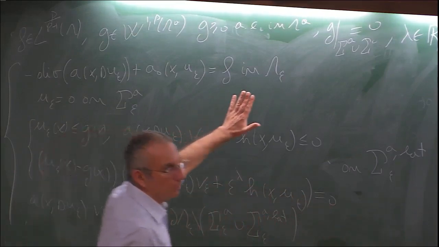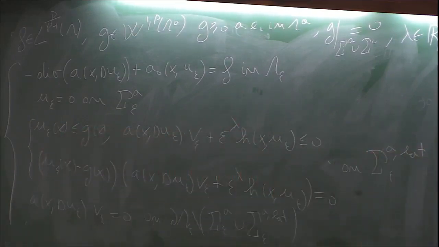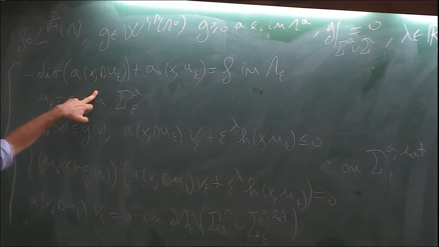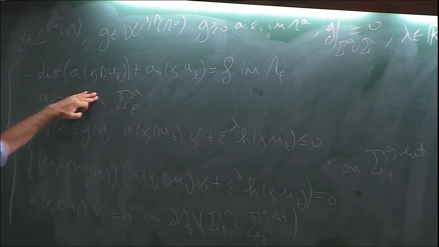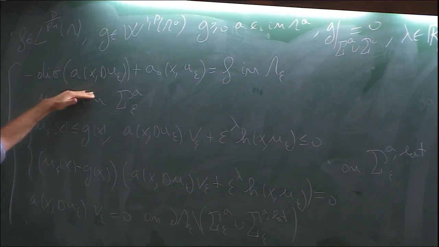Then we have a problem on this domain, omega epsilon, with the strip. Okay? The question is: divergence of A(x) gradient u epsilon. For simplicity, you can assume A(x) gradient u epsilon is equal to gradient of u epsilon. Then here what do you have? Minus Laplacian of u epsilon. Simple case.